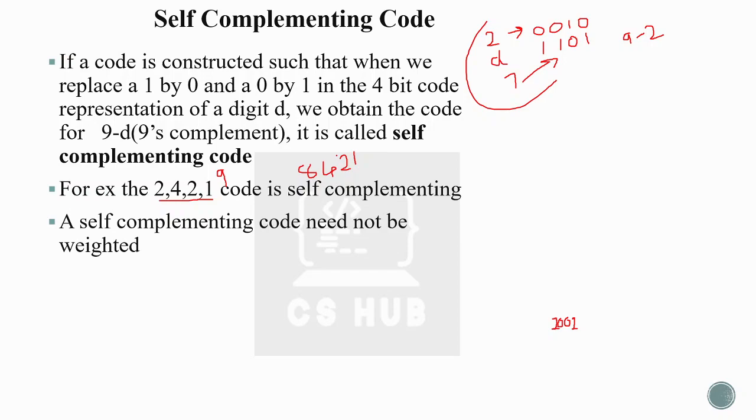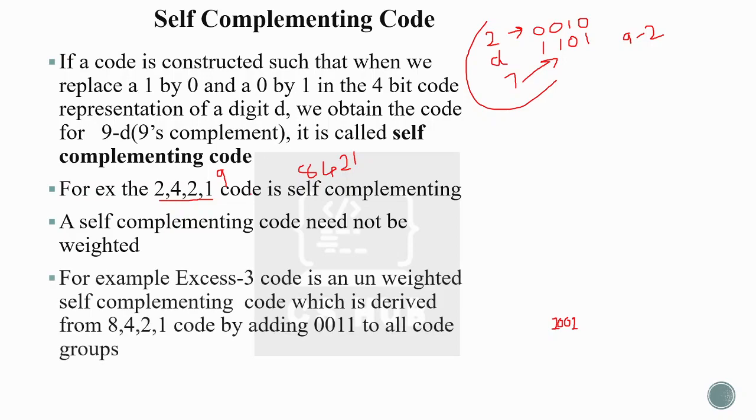A self-complementing code need not be weighted. I mean, not only weighted codes, unweighted codes also can be self-complementing. For example, our XS3 code. We have discussed this XS3 code in our previous video. This is an unweighted code and it is derived from the BCD 8421 by adding 3, right? 0011, this is the binary equivalent of 3, to all code groups.